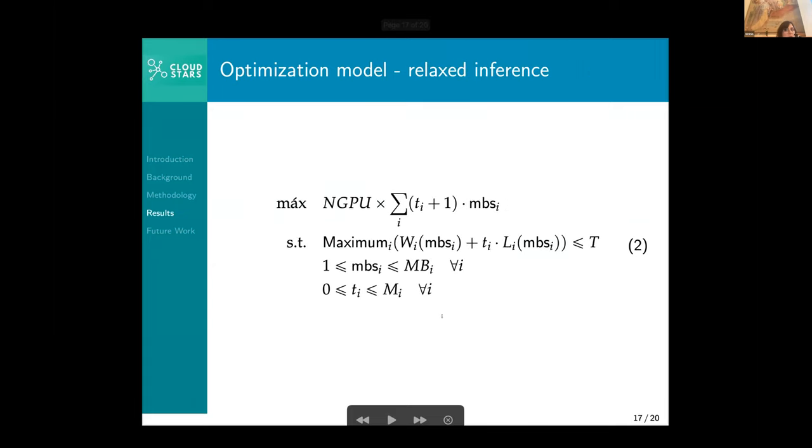For the relaxed inference case, it's like a subtype or a particular case where we want to use all the GPUs that are available. So we want to maximize the number of images that are inferred, that pass through the system, having the constraints of time, of maximum minibatch size, and maximum times to be used.